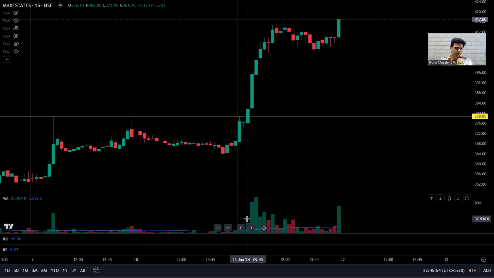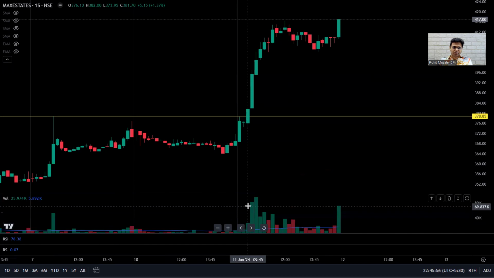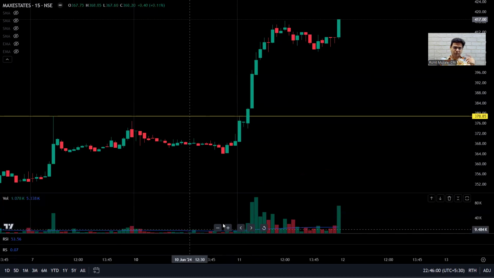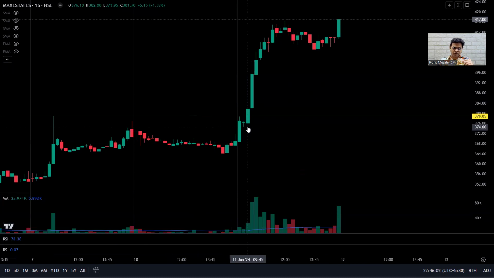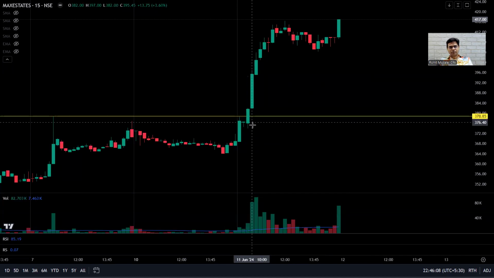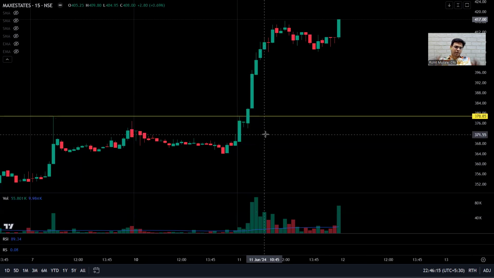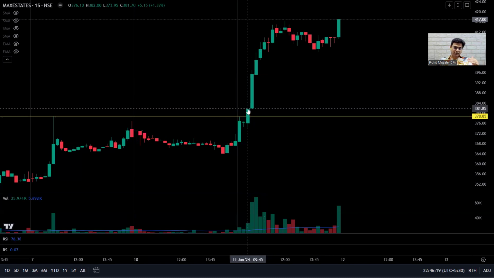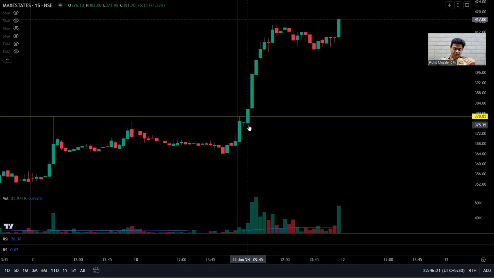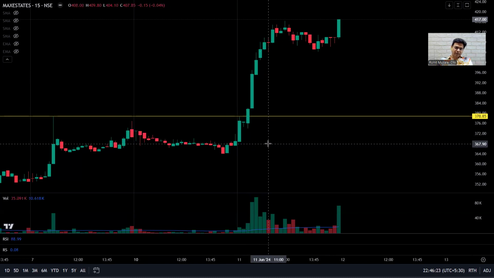The volume is almost 5 times the average volume on the 15-minute chart. This blue line is the average volume. So the volume on this candle is 5 times the average volume on the 15-minute chart. 50% of the body is above and 50% of the body is below the yellow line, which is okay, nothing to worry about. There is no upper shadow for this candle, which is fantastic. There is a little bit of lower shadow, but that is fine.